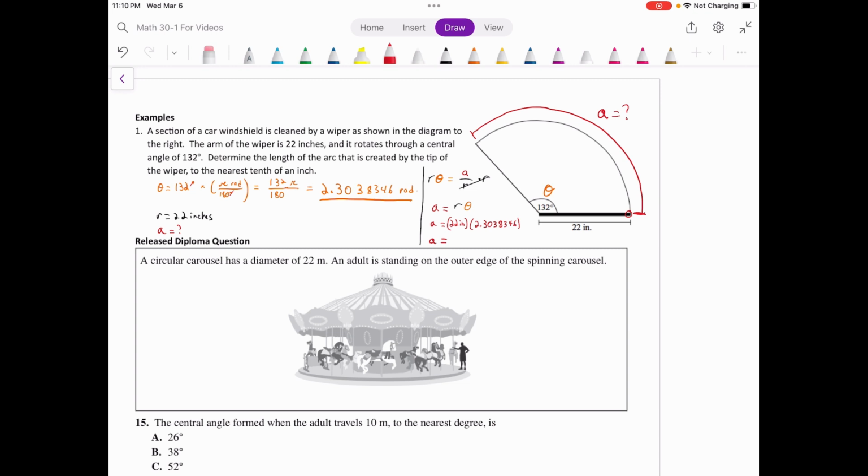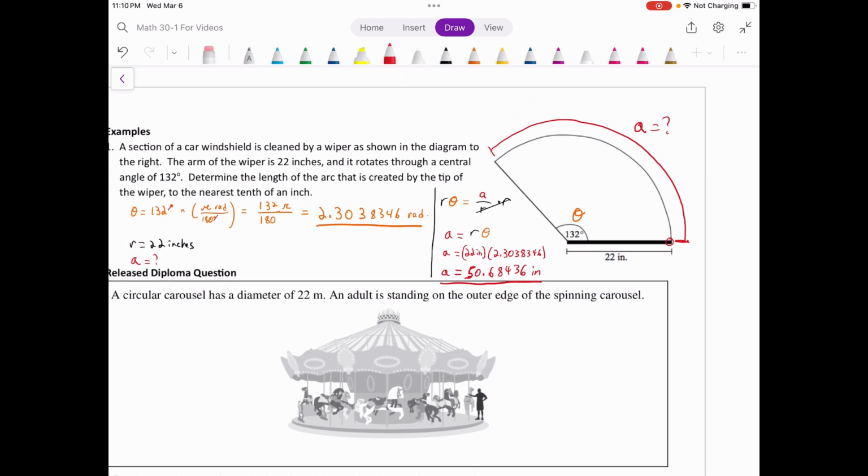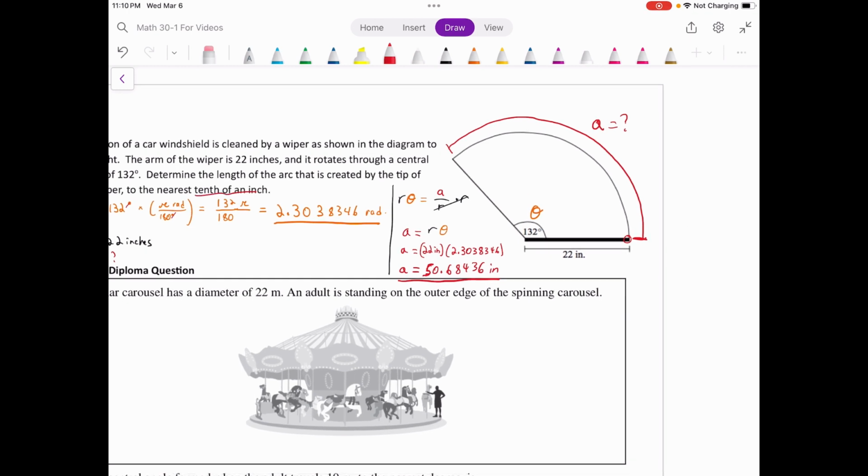And we get that the arc length is, sorry, I just got to quickly calculate. I lost my answer that I had written down. 50.68436 inches. Again, never a bad idea to write down your unrounded answer in case you need it later. Maybe you need it if this question had a part B or something, okay? But in this case, we are done. We just need to now do this to the nearest tenth of an inch.